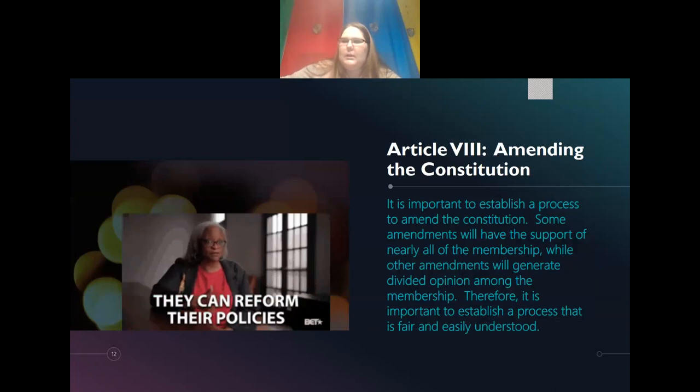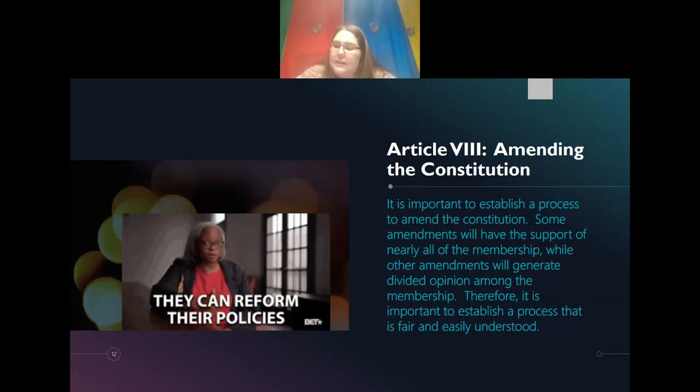So moving into Article 8, amending the Constitution. It is important to establish a process to amend the Constitution. Some amendments will have the support of nearly all the membership, while other amendments will generate divided opinions among the membership. Therefore, it is important to establish a process that is fair and easily understood.